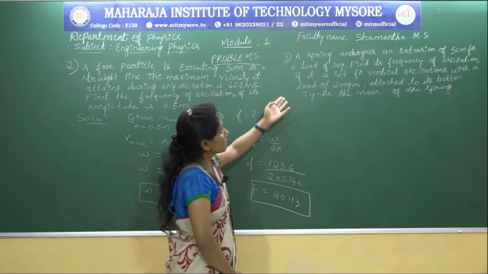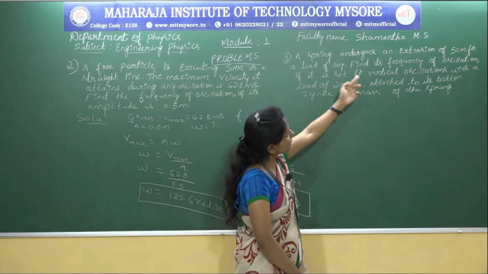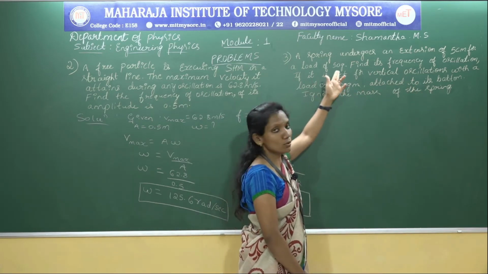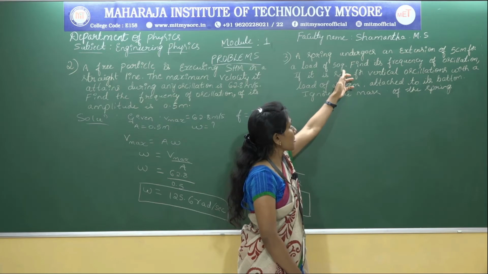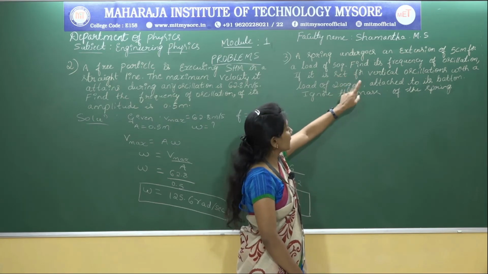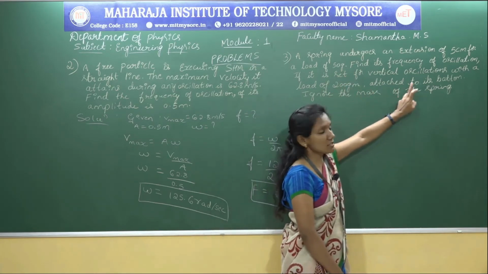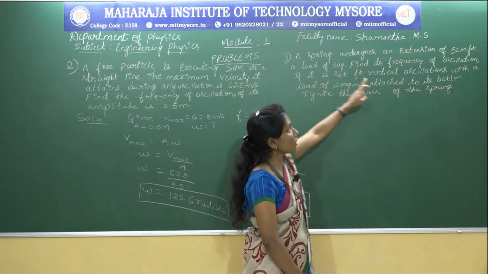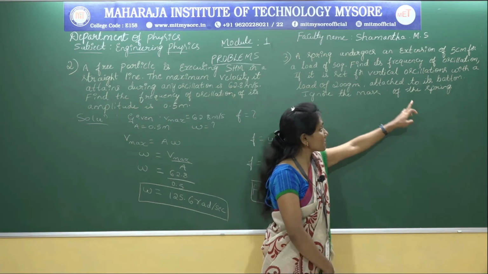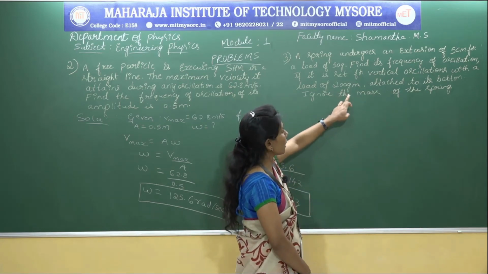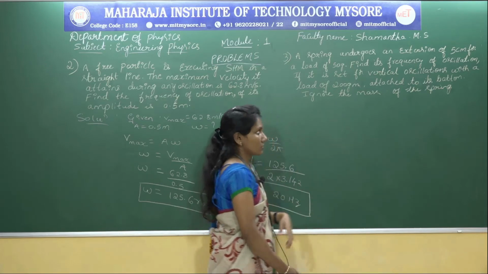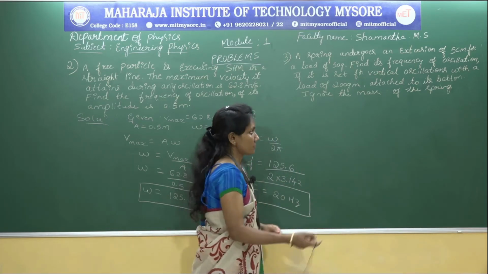Similarly, next problem. Here a spring undergoes an extension of 5 centimeter for a load of 50 gram weight. Find its frequency of oscillation if it is set for vertical oscillations with a load of 200 gram attached to its bottom. Ignore the mass of the spring.